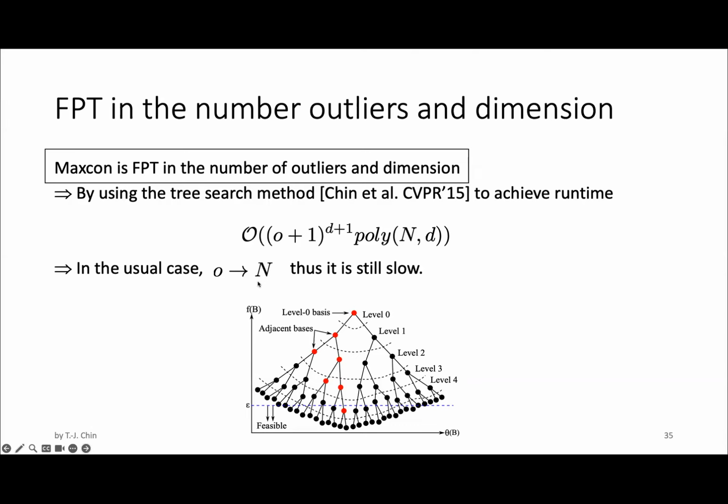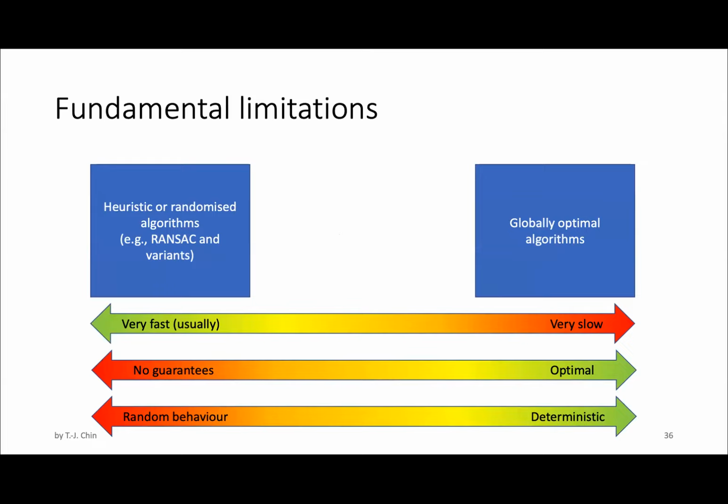So here's a sketch of the landscape. On the left-hand side, you have heuristic or randomized algorithms such as RANSAC and variants. On the right-hand side, you have exact algorithms, where from the theory you know there can be no hope of any efficient algorithms. On the left, the algorithms are usually very fast, but there are no guarantees, and the theory says you can never have any guarantees because it's APX-hard. If you want to be fast, it will have to be with no guarantees. For RANSAC-type variants, there's also randomized behavior. On the right-hand side, you are condemned to be slow because classical computers cannot solve that, but you get optimality and deterministic behavior.